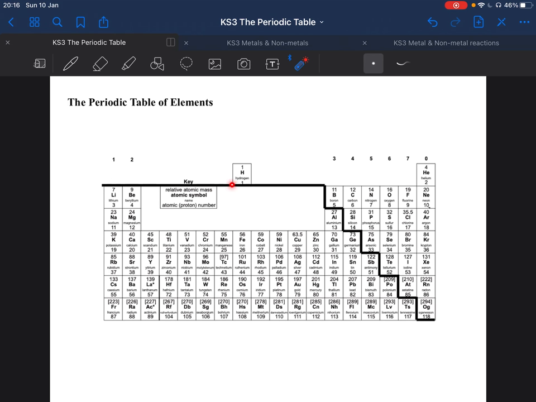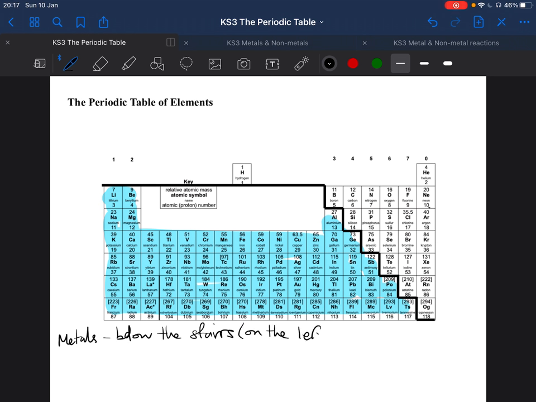So let's start by looking at this line here. Now, the periodic table of elements doesn't usually come with this thickened line, but I've put it on today so that you guys can see a clear marker between metals and non-metals so that you understand where they are. So if we look at all of these elements here, these elements are our metals, okay guys? So there's a way of remembering which elements are metals and which elements are non-metals. And if we think about our metals and we think about that line, we would say that our metals are below the stairs. If you want to be really specific, they're on the left of the periodic table.